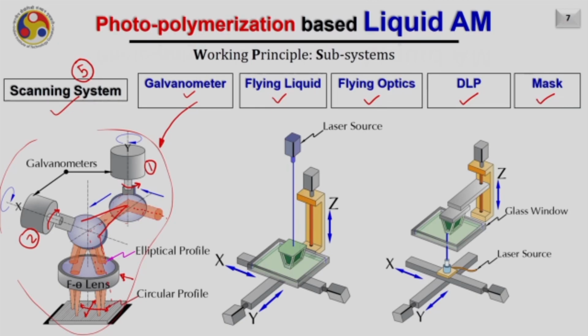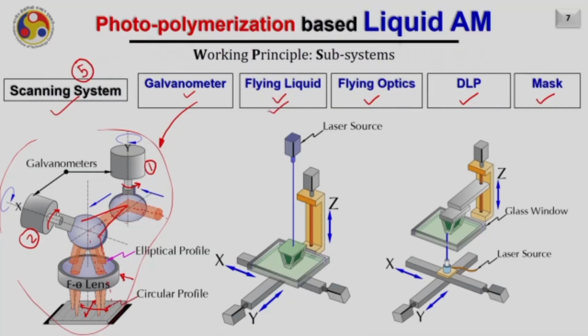Why do we use a galvanometer? It is because the mass of the mirrors is very small, and hence if you want to deflect the laser beam, you can deflect your mirrors with a very high speed because the mass of the mirrors is very small, and as a result the laser beam can move with a very high speed on the top of the liquid bed.